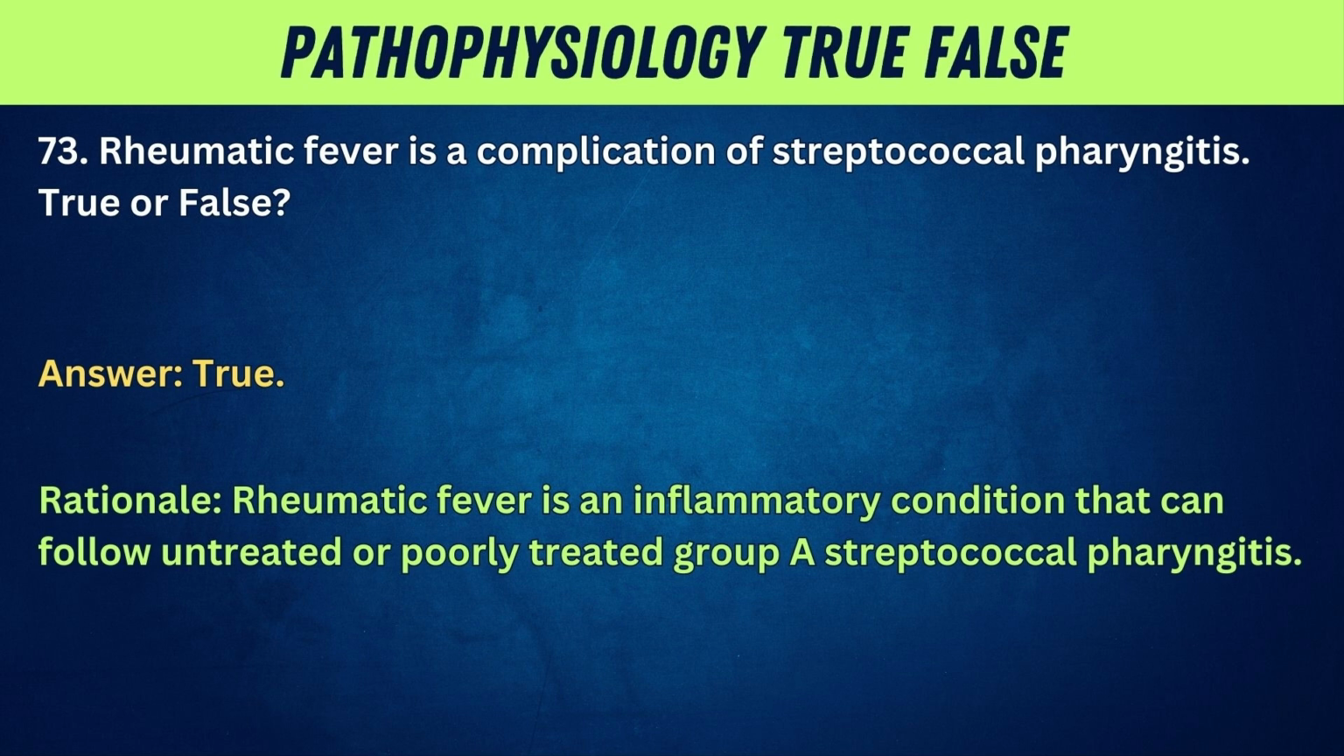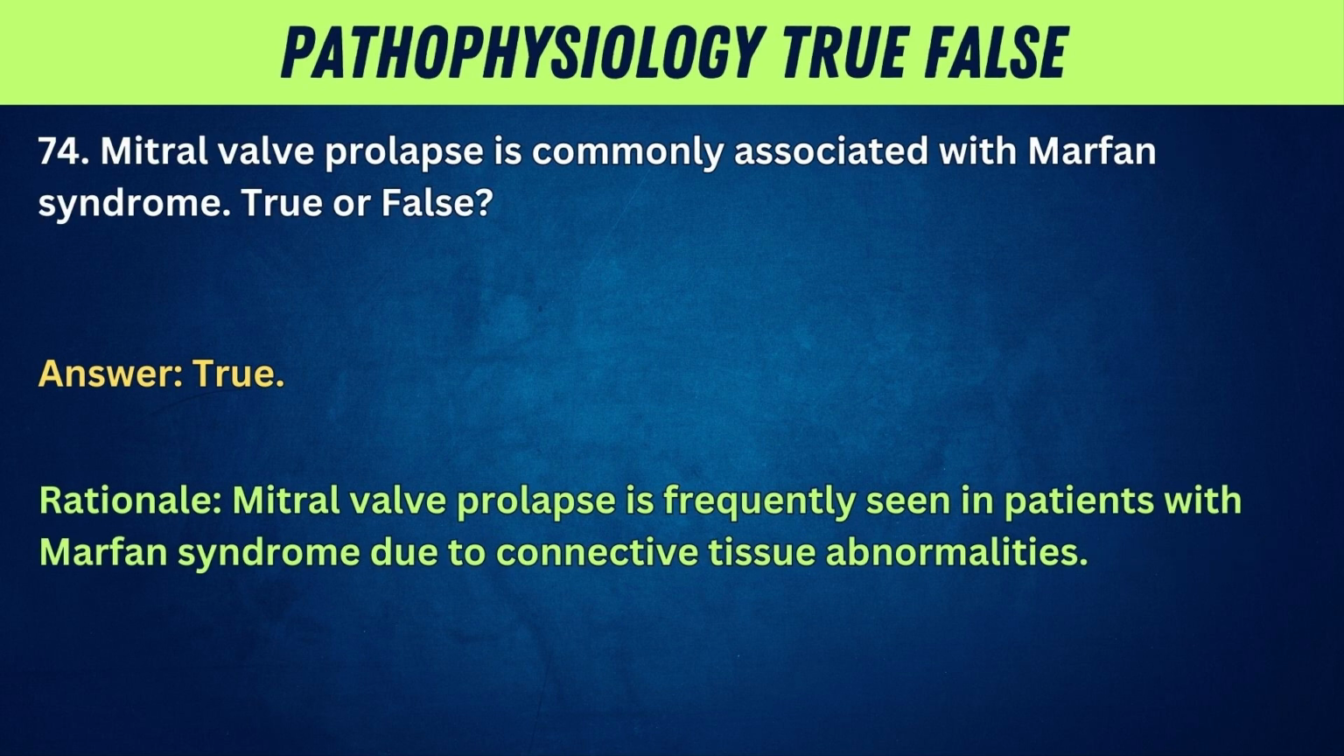True or false? Answer: true. Rationale: rheumatic fever is an inflammatory condition that can follow untreated or poorly treated group A streptococcal pharyngitis. 74. Mitral valve prolapse is commonly associated with Marfan syndrome.